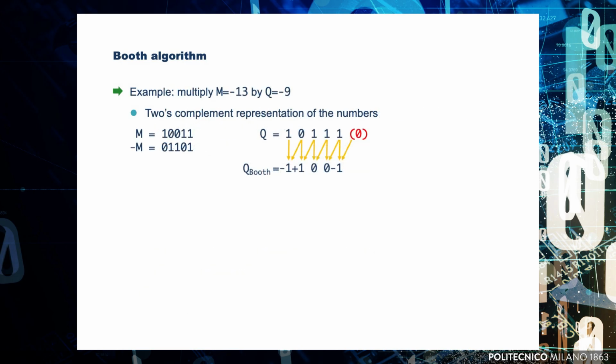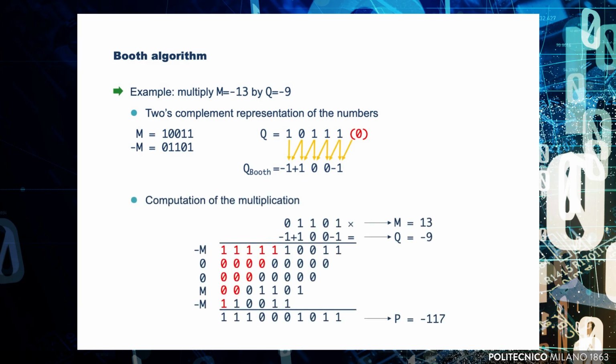Let's multiply minus 13 by minus 9. We first represent the two operands in 2's complement. We also compute plus 13, which is the opposite of the multiplicand, and the Booth-encoded multiplier. We analyze pairs of consecutive bits, and the last bit is analyzed with respect to a 0 shown in brackets.